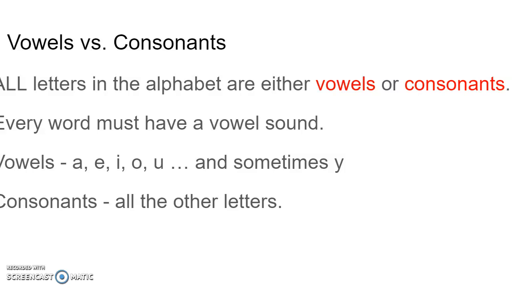a vowel sound. Now, the letter Y is considered a consonant, but when we're talking about vowels, we're talking about the sounds that the letters make. And sometimes Y makes an E sound, sometimes Y makes an I sound. When it makes those sounds, we consider it a vowel sound. All of the other letters are consonants.